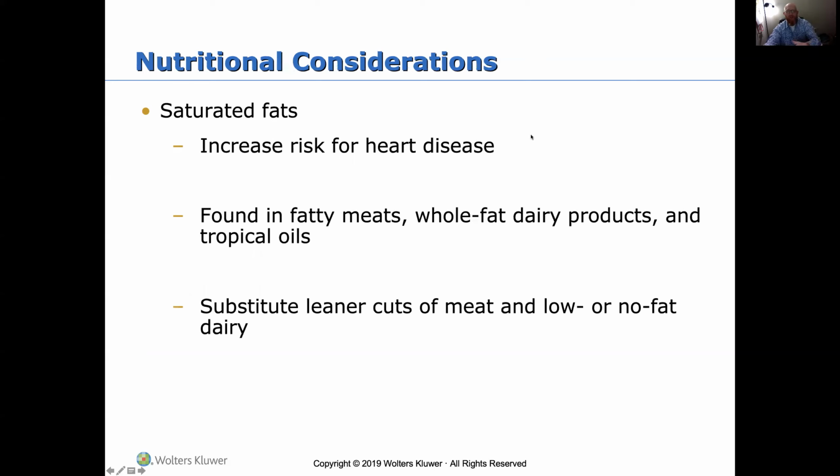As far as nutritional considerations, we're coming up on the end of this, guys, so thank you for hanging in there if you have. Saturated fats, obviously, those are kind of your bad fats. They increase the risk for heart disease. They're found in fatty meats, whole fat dairy products, and tropical oils. Try almond milk. I love almond milk. Substitute leaner cuts of meat. Chicken is leaner than pork. Choose low or no fat dairy. Fish is a good option most of the time.